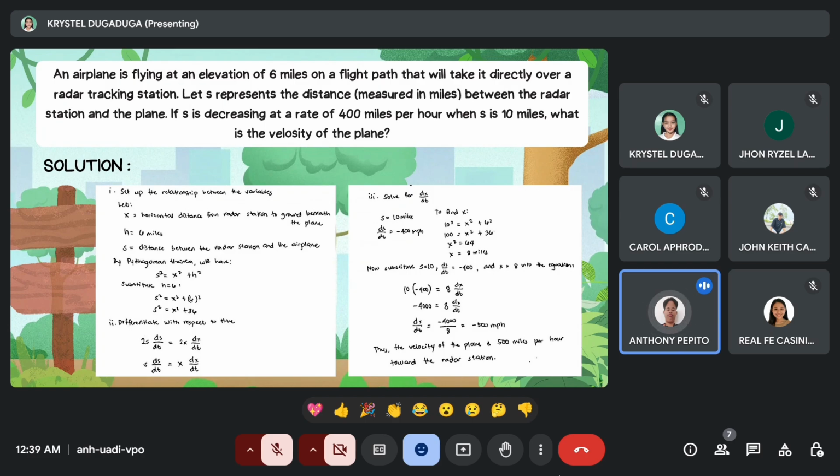And now we need to substitute everything from the differentiation part. So it becomes 10 times negative 400 is equal to 8 dx over dt, which becomes negative 4,000 equals 8 dx over dt. So with simple algebraic skills, dx over dt is equal to negative 500 miles per hour. Thus the velocity of the plane is 500 miles per hour towards the radar station.